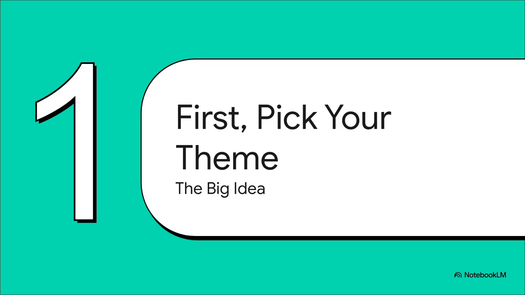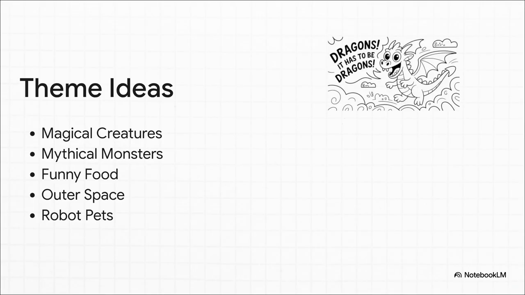All right, first things first, every great book needs one big idea to kind of hold it all together, right? So our very first step is to pick a theme. This is where we decide what our whole book is going to be about. So what's our big idea going to be? You could do a book all about magical creatures, like griffins with sparkly wings, or maybe spooky but cool mythical monsters. What about funny food? Or you could just blast off into outer space.